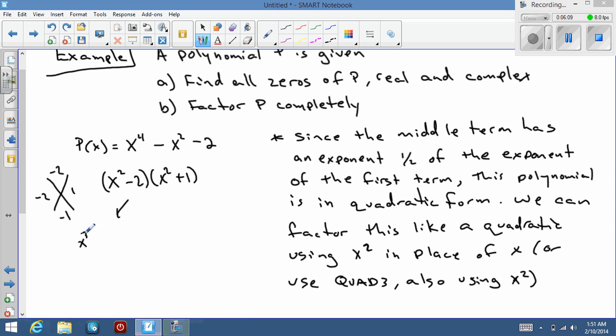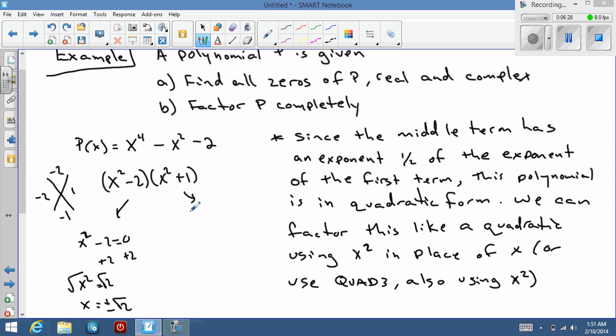So x squared minus 2 equals 0. I add 2, and I get x squared equals 2. I'm going to square root both sides, and I get x equals positive and negative square root of 2.